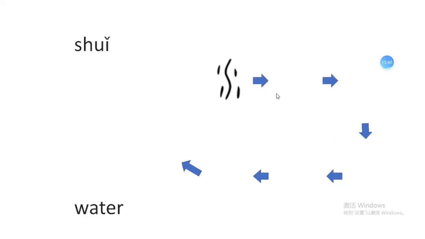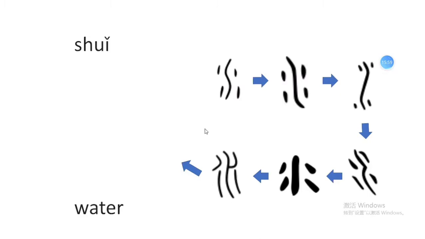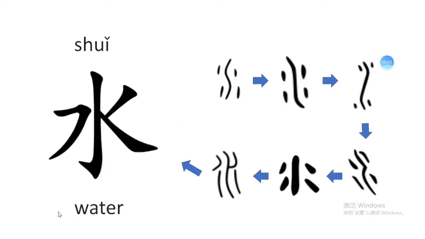How about this one? Let's have a guess. What's the meaning of this character? Just like the water flowing in the river, right? Actually, it is water. Here, water is pronounced as 水. 水 means water. Okay, so easy. You just imagine this is the riverbed, and these are the water flowing on both sides. Okay, so this is water.